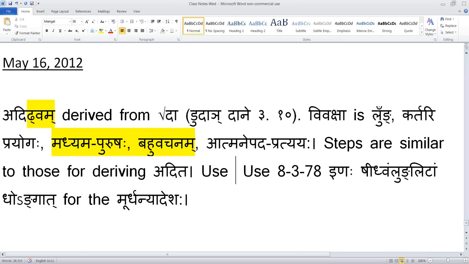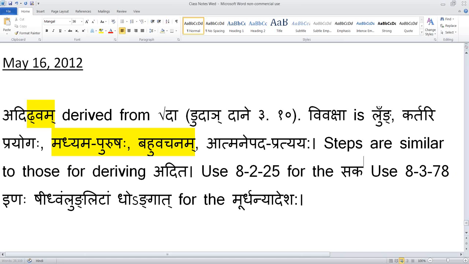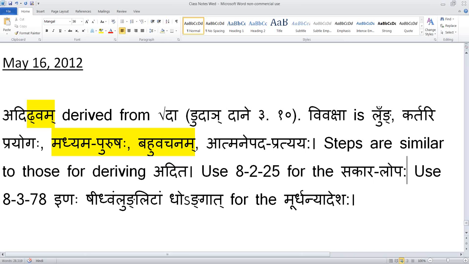Dicha, 8-25 Dicha for the Sakar Lopaha. And then after that use Inashidham Lunglitam Dhongat for the Murdhanyadesha. So this Dham is by this sutra. Okay, so just put that as a note.